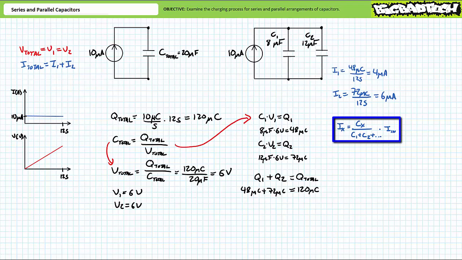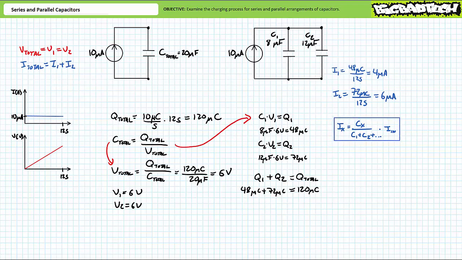Current through the capacitor of interest, Ix, is the capacitor of interest, Cx, divided by the summation of capacitors forming the parallel relationship, in this case C1 plus C2, times the incoming current. In this case, 10 microamperes.